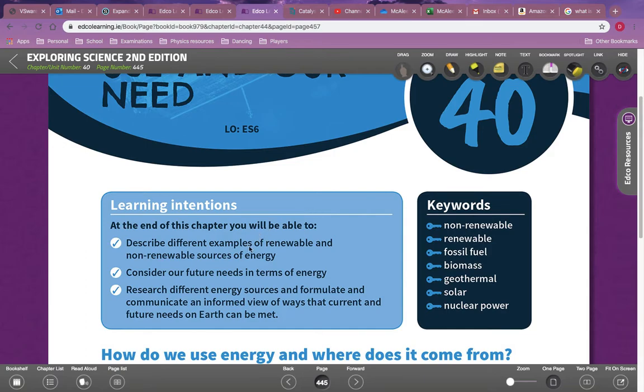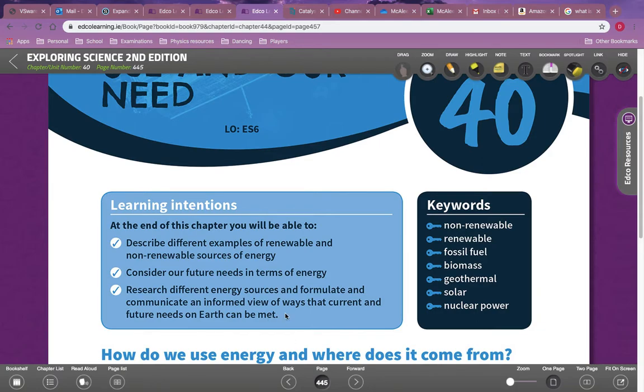Describe different examples of renewable and non-renewable sources of energy. A lot of this is going to be stuff you know already. It's so topical that if you haven't discussed it in geography or CSPE, you'll know a lot of this. Consider our future needs in terms of energy, and research different energy sources and formulate and communicate an informed view of the ways that current and future needs on Earth can be met.